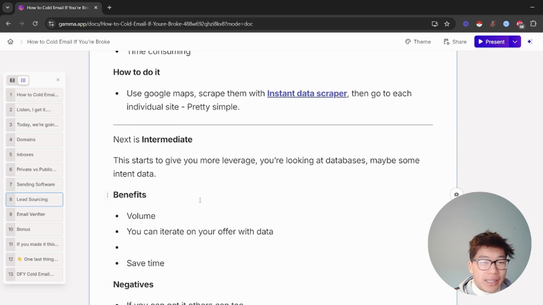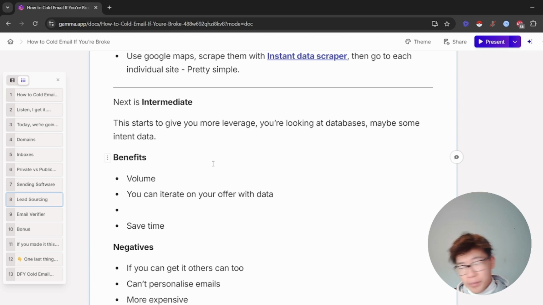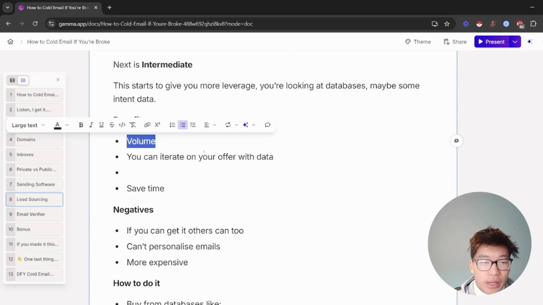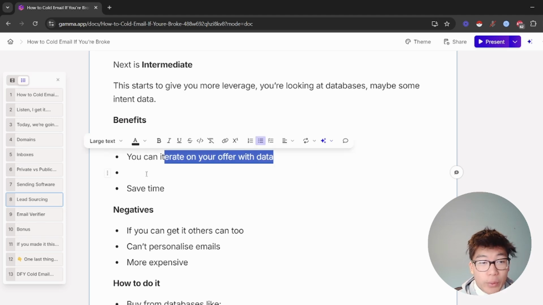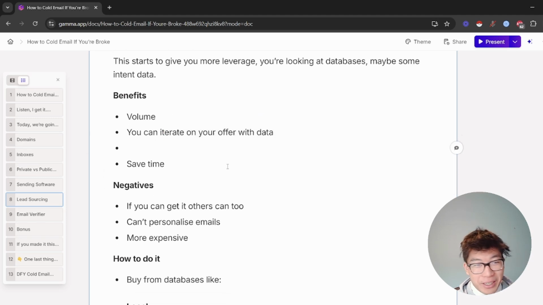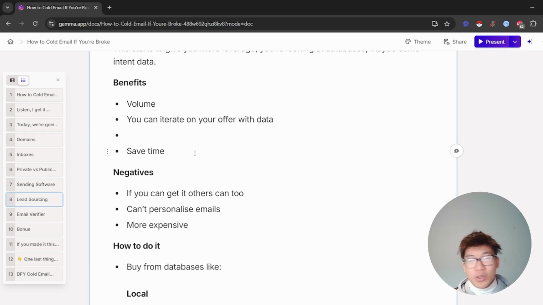Next is intermediate. This starts to give you more leverage. You're looking at databases, maybe some intent data, maybe something like Apollo, maybe ListKit. It's a bit more expensive, but it's not there yet. So the benefits are you can run volume, obviously, because you're getting 1,000, 10,000 leads, and you can iterate on your data or your offer with data, and you can save time. So you don't have to go and scrape everything manually. You just don't have to do that.